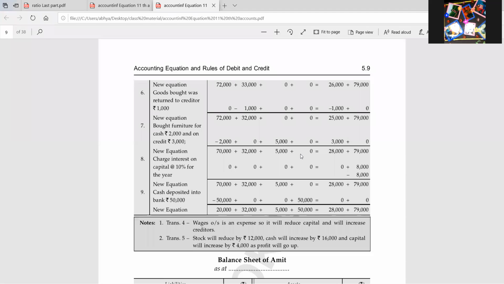So now I am going to tell you 2 important things which we have not discussed till now. So you can write in your notebooks the rule as well as the term. So one concept is interest on capital and the other concept is interest on drawing. Both are very important concepts.